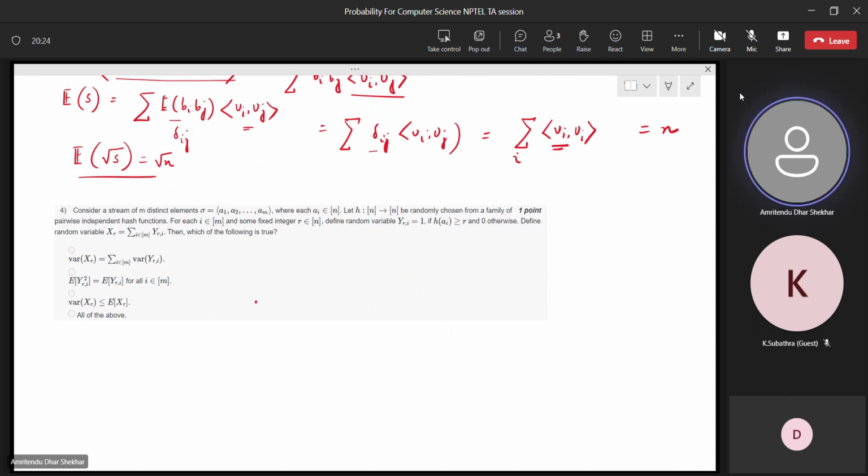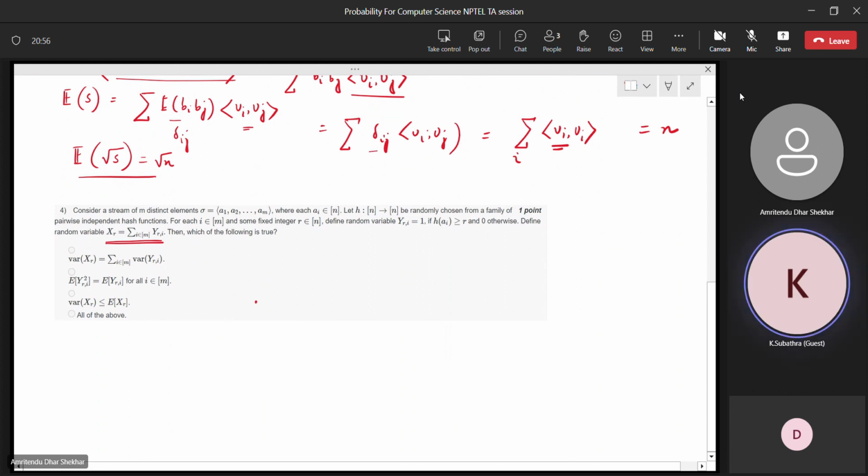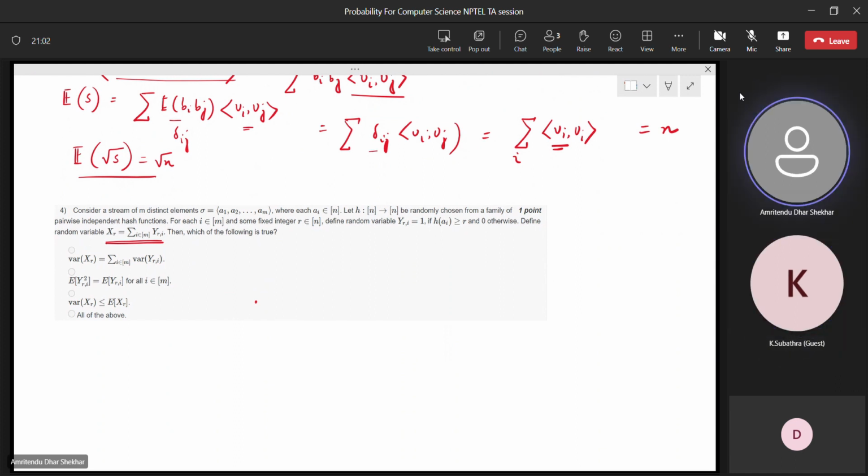Okay. So notice that each of these random variables X_r, they are actually independent of each other. Do you get this fact? Do you see why this is true? First one is actually true, sir. No, but why is the first one true?